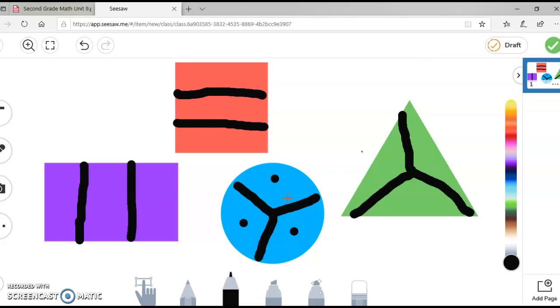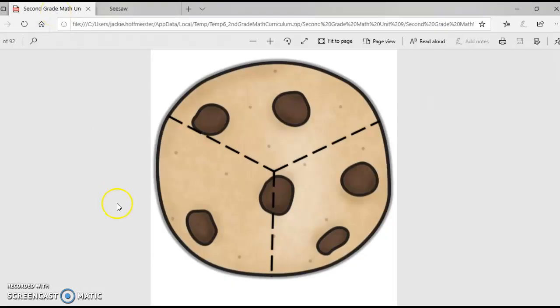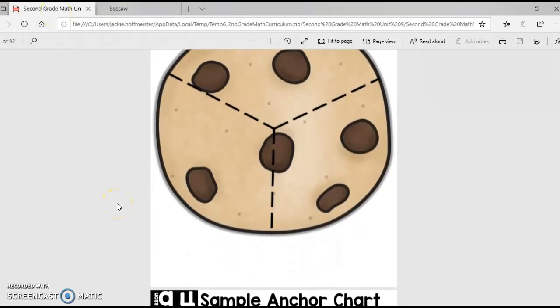Our focus for today is partitioning, cutting shapes into thirds. Okay? See, there's that Y right there in the middle. Perfect.